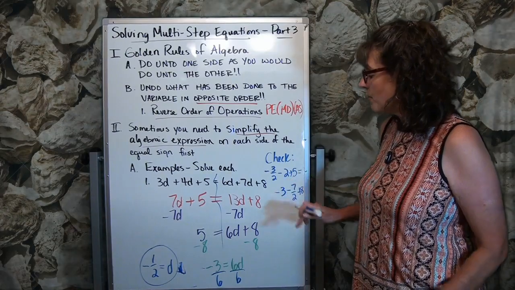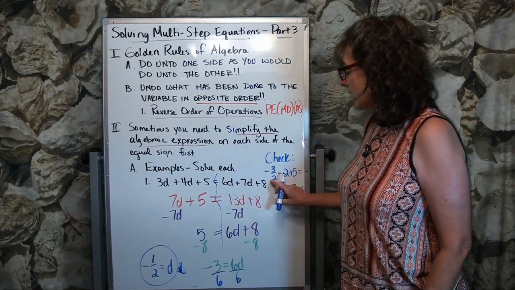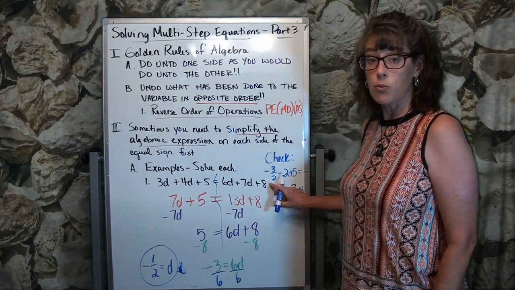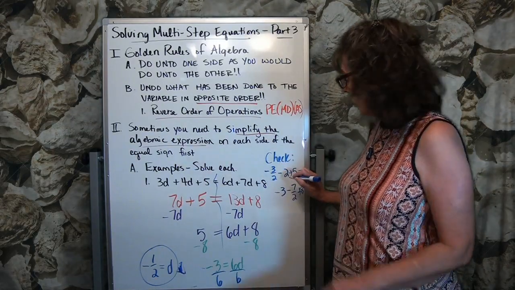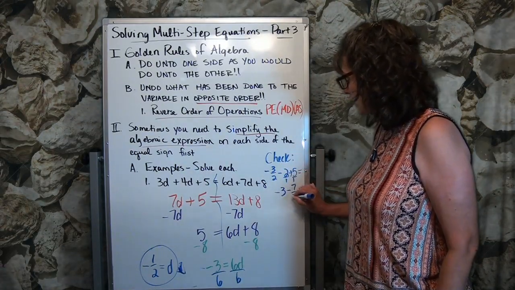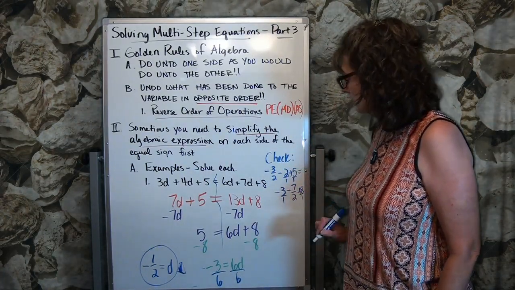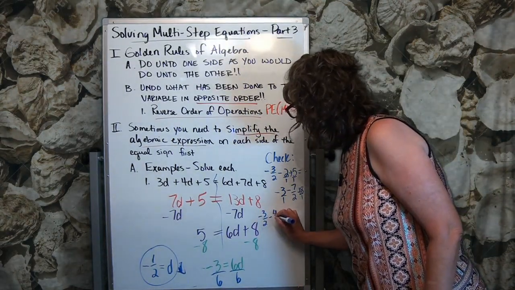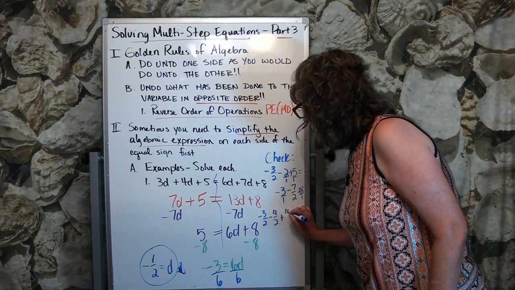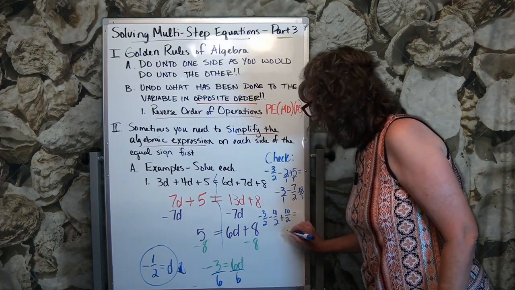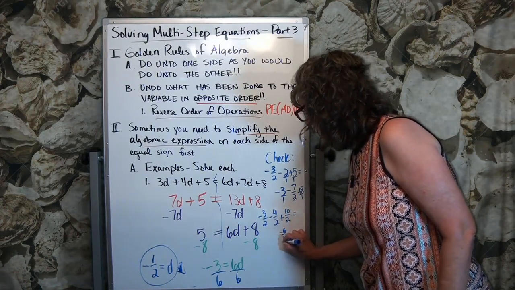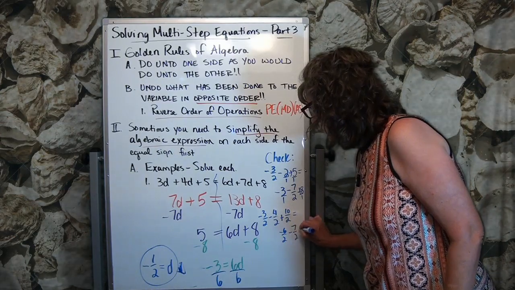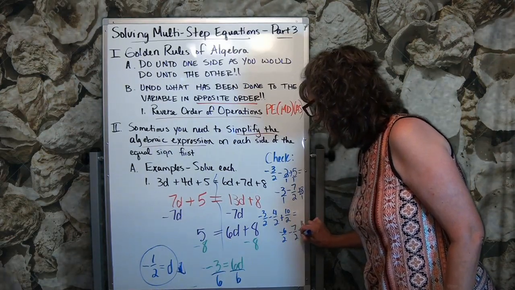And now as I simplify this side, I've got a negative 3/2 minus 2. This is a negative 1/2. Well, let's put them all over a 1 and get common denominators all the way across. So I have a negative 3/2 minus 4/2 plus 10/2. And on this side, a negative 6/2 minus 7/2 plus 16/2.